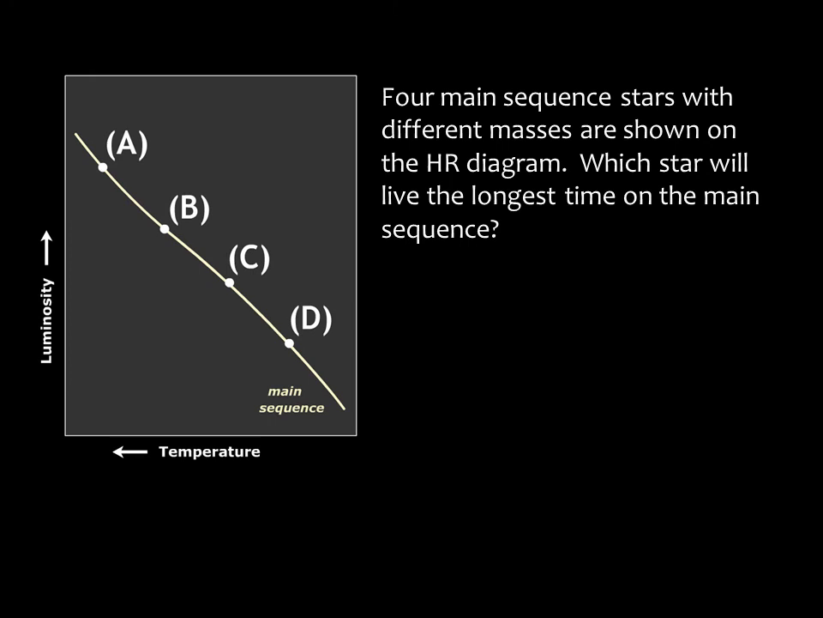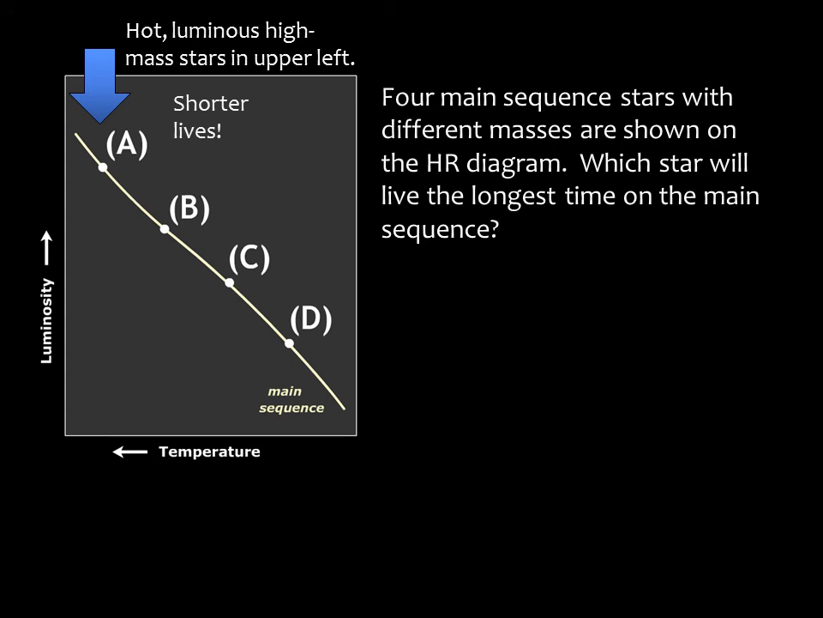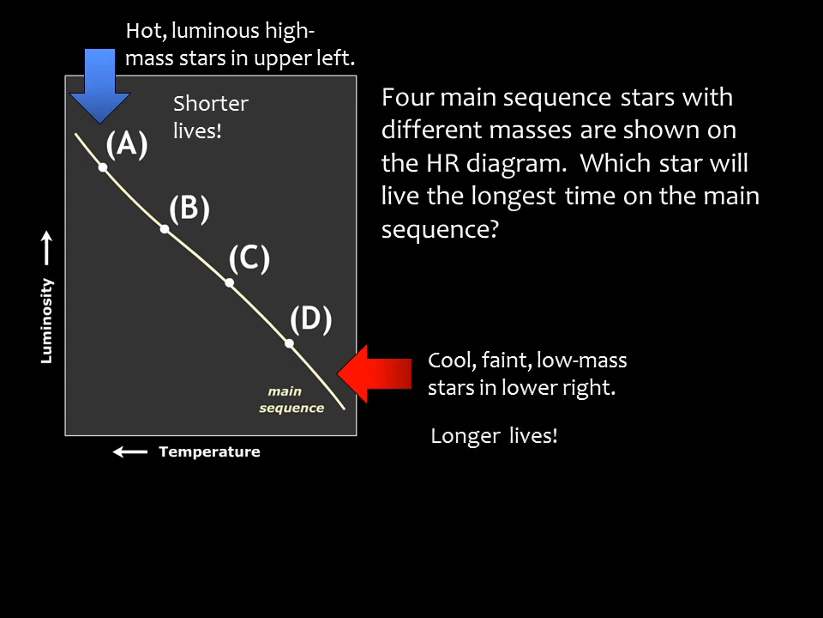For this question, you need to remember that for stars on the main sequence, those on the upper left are hot, luminous, and high mass. These stars use their fuel quickly and live shorter lives compared to the cool, faint, low mass stars on the lower right, which have longer lives. Therefore, the star that will live the longest on the main sequence is star D.